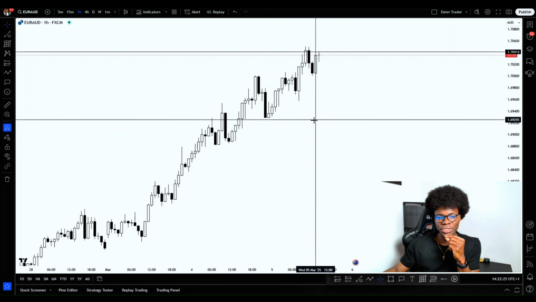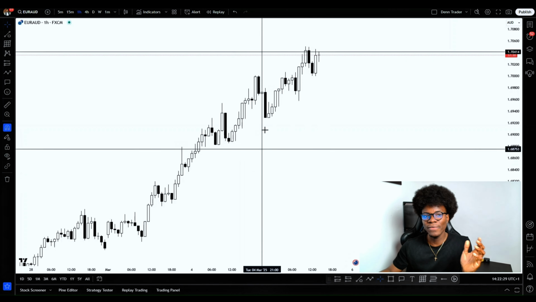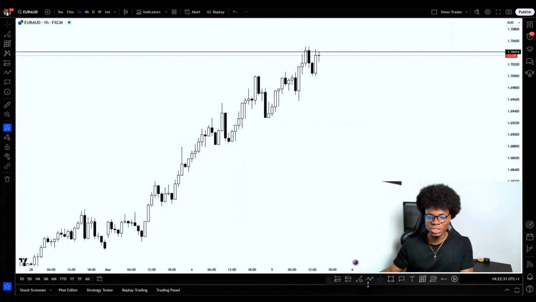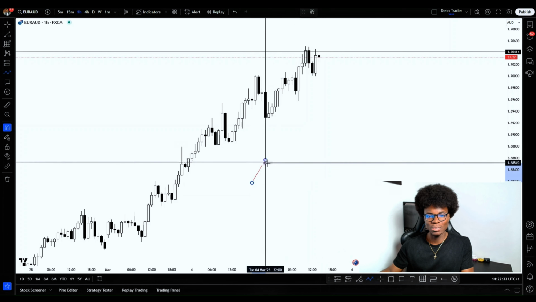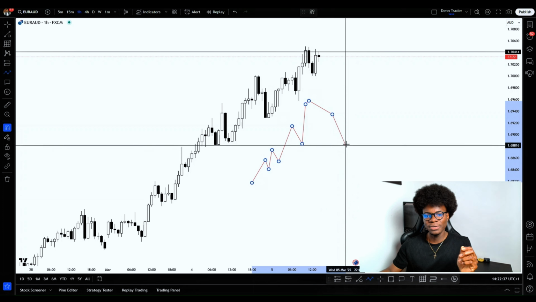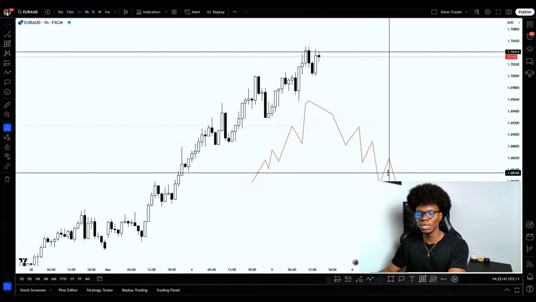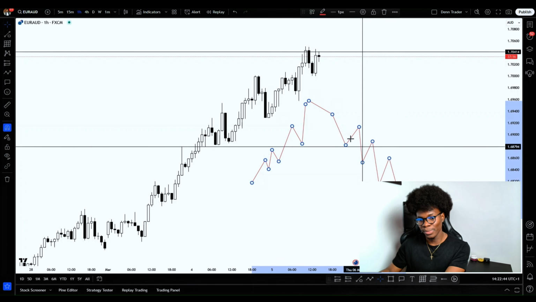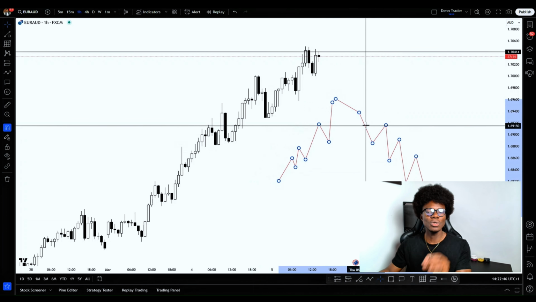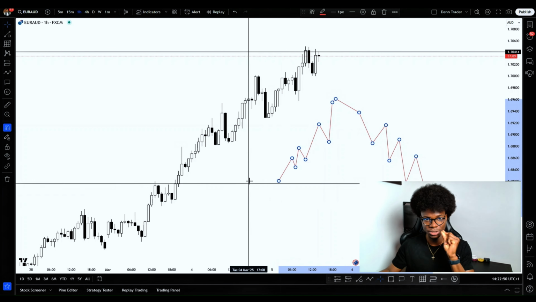So basically what you need to know is market structure is the movement of the market, right? A series of higher highs and higher lows is bullish structure, while the reverse, a series of lower highs and lower lows, is bearish structure, right? So right here, I'm going to assume you already know market structure. So supply and demand is basically the last push before price breaks structure.